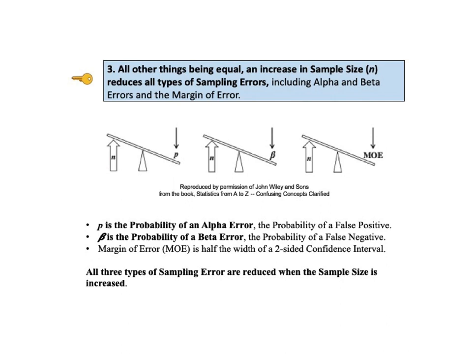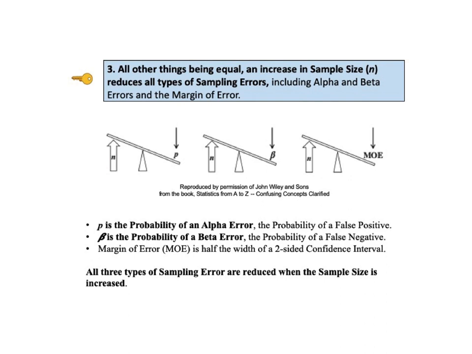KTU number 3 says, all other things being equal, an increase in sample size, n, reduces all types of sampling errors, including alpha errors, beta errors, and the margin of error. As we discussed in the first video in this playlist, a sampling error is not a mistake. It is simply the reduction in accuracy which we expect when we make an estimate based on a portion or a sample of the data in a population or process.